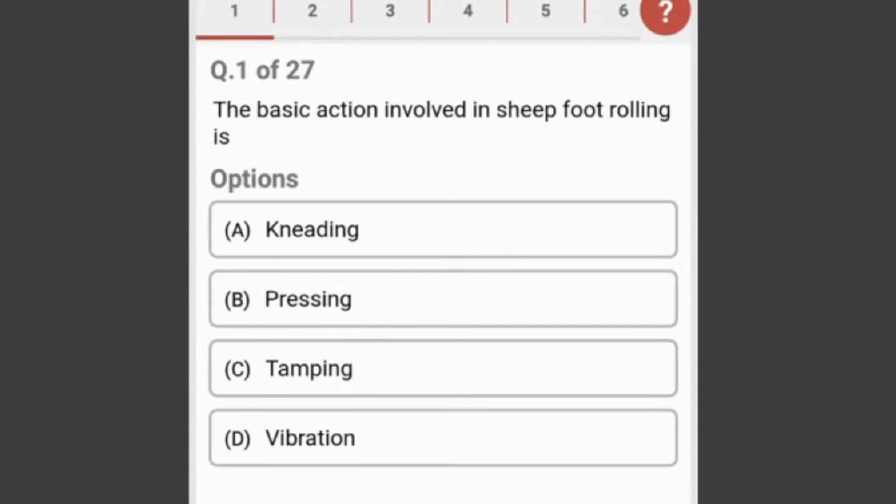Hello everyone. Now we are going to see MCQs of chapter compaction of soil, subject soil mechanics. There are 27 questions. Let's start. Let's be quick. First question: the basic action involved in sheep foot rolling is? The answer is kneading.